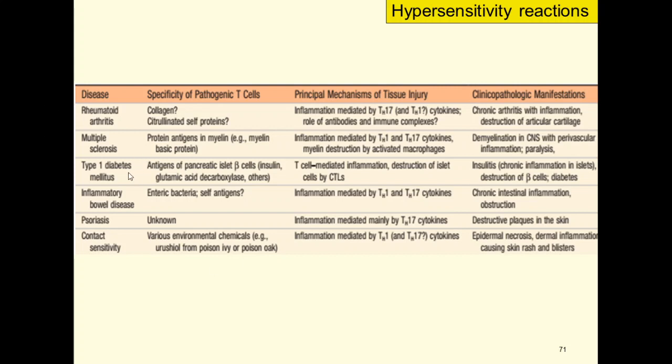So what else do we have here? We have type 1 diabetes mellitus, and also inflammatory bowel disease. We discussed this one. Two diseases, ulcerative colitis and Crohn's disease, we will see. And also psoriasis. Psoriasis is also caused by the fourth type of hypersensitivity reaction.